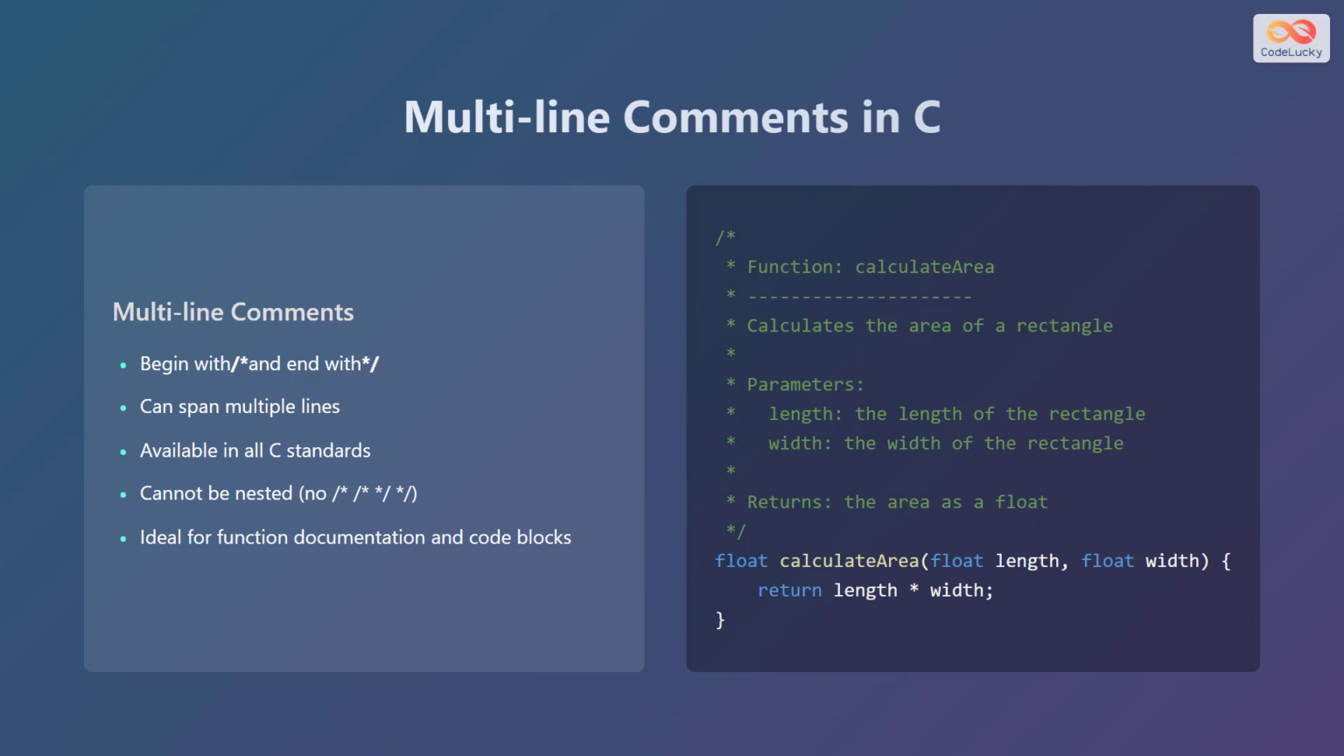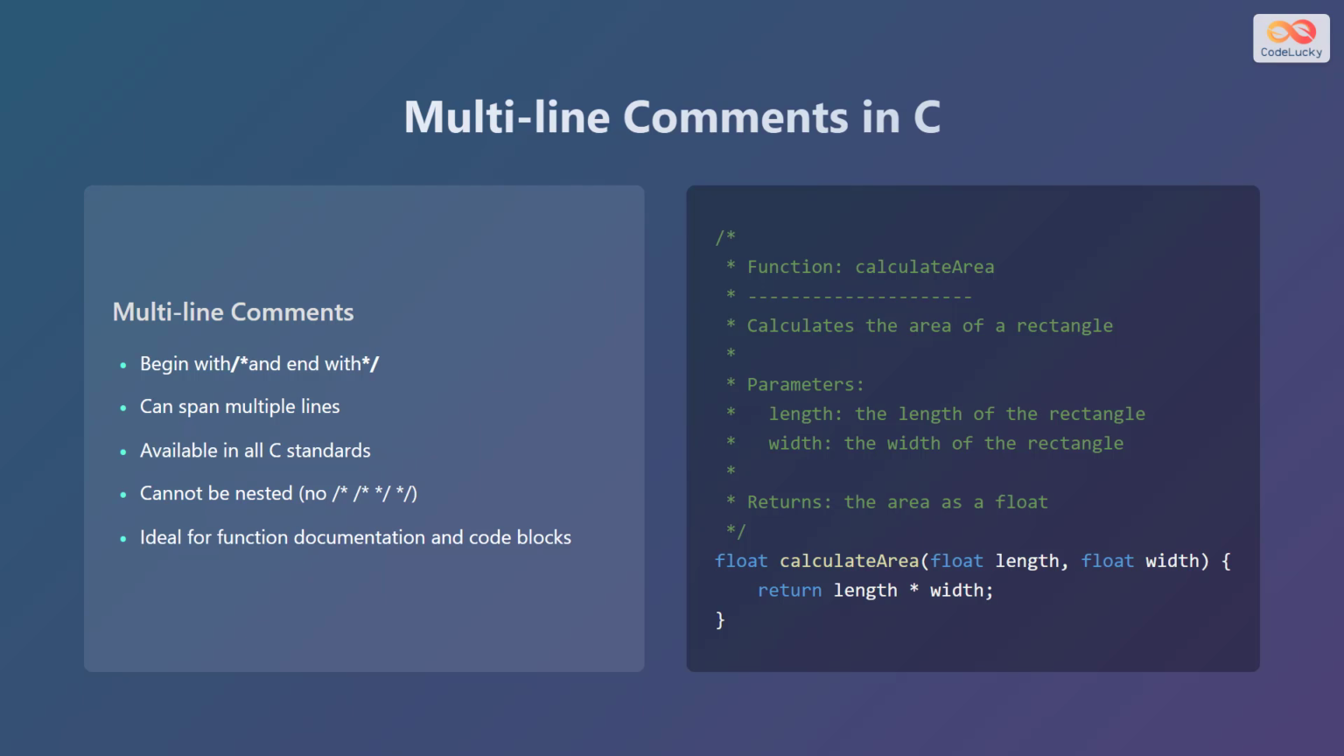Now let's discuss multi-line comments in C. Multi-line comments begin with a forward slash asterisk and end with an asterisk forward slash. They can span multiple lines and are available in all C standards. Multi-line comments cannot be nested, meaning you cannot have a forward slash asterisk inside another multi-line comment. They are ideal for function documentation and commenting out blocks of code.